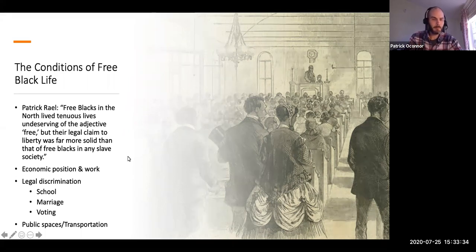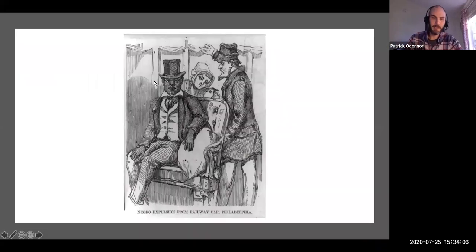And then another area where free blacks feel their marginalization very strongly is in public space generally, but especially in transportation. In this era, people aren't driving around in their own personal cars. Transportation was a very public experience. Streetcars, railroads, steamboats, these are the places where people congregated to get from point A to point B.